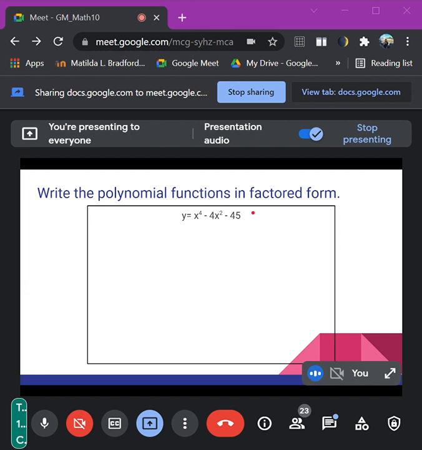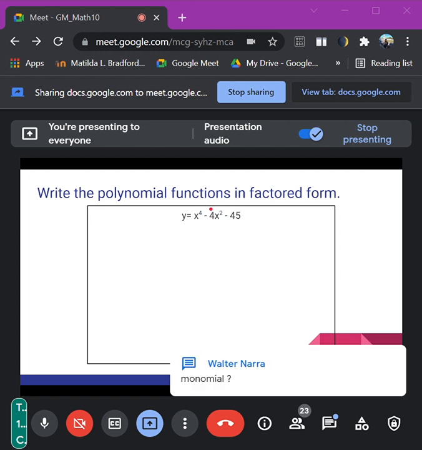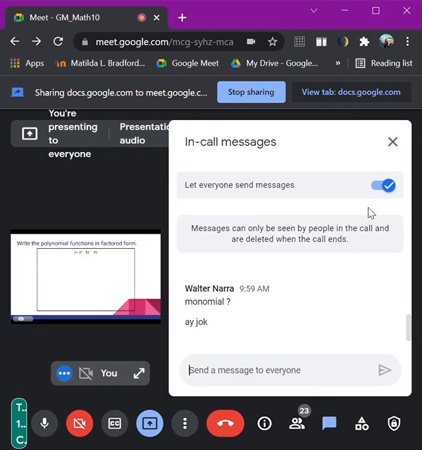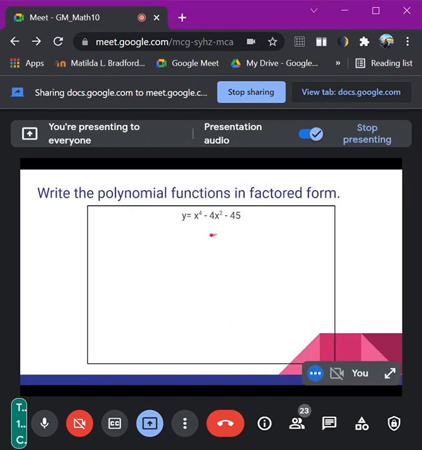Actually, general trinomial is applicable, but the problem here is we have x raised to the power of 4. So, katong general trinomial, class, pwede ra siya for quadratic, which is x squared lang. So what we are going to do here, class, common monomial, dili po siya pwede. I joke. Kuan man siya, wala man tay variable sa 45. Diba dapat pareha sila? So what we're going to do here, class, is technique.